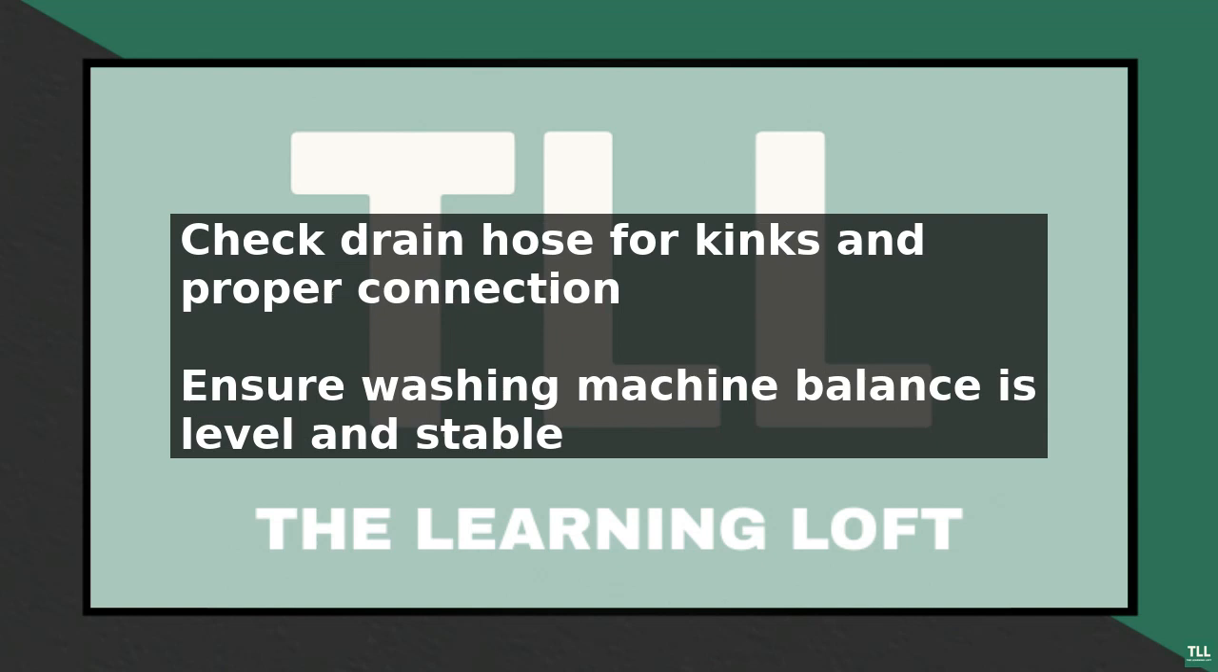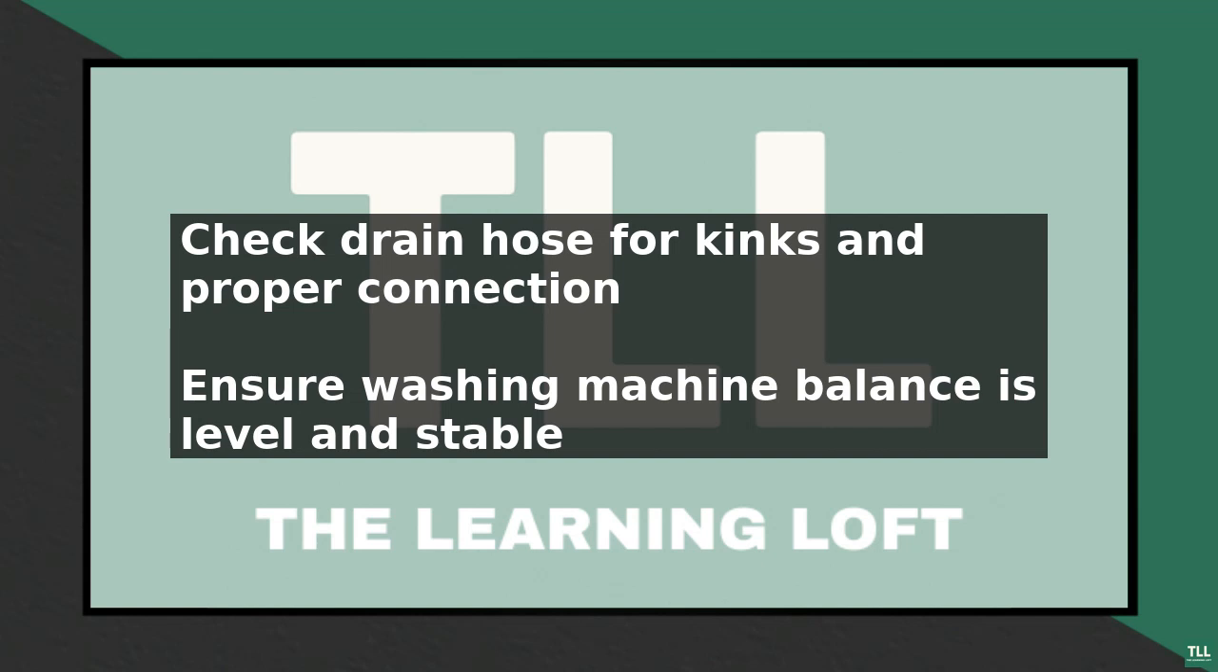To prevent future overflows, make sure to regularly clean the drain pump filter and check the drain hose for any blockages. You should also use the recommended amount of detergent and ensure the washing machine is properly balanced. By following these steps, you can quickly identify and fix the issue and get your washing machine working properly again.